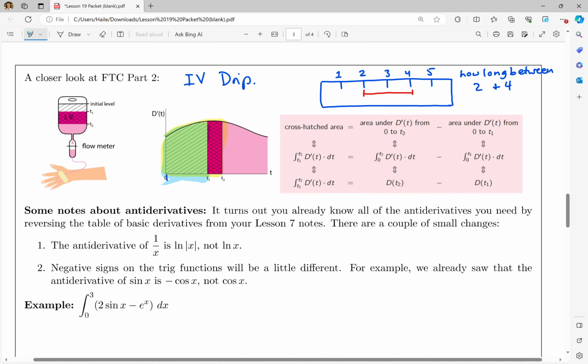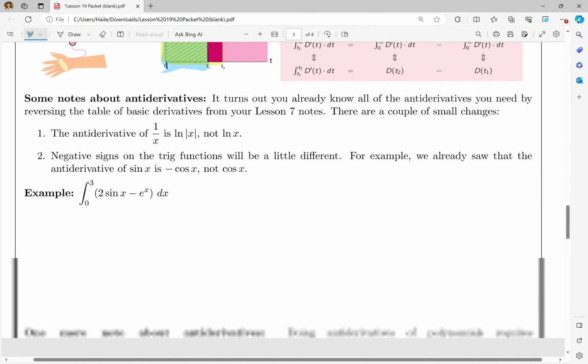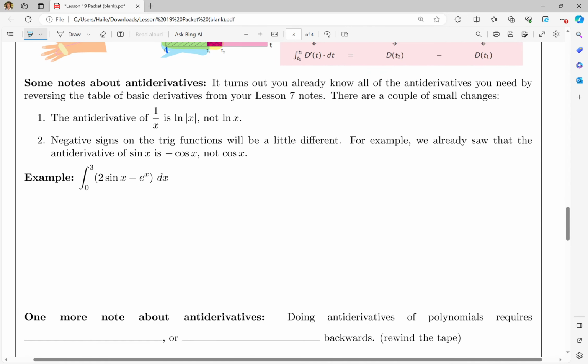So some notes about antiderivatives. The concept is not crazy. It's all the derivative facts that you know and love from lesson 7. However, there are a couple of things that are just a little bit different. If I asked you what function has a derivative of 1 over x, you'd probably tell me ln of x. But for picky mathematician reasons, when we take the antiderivative of 1 over x, we actually say ln of the absolute value of x.